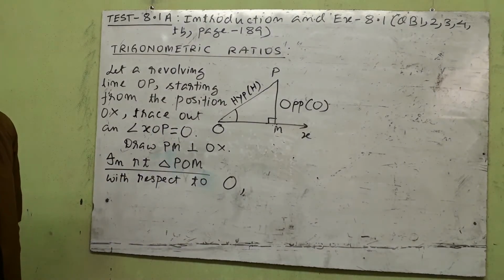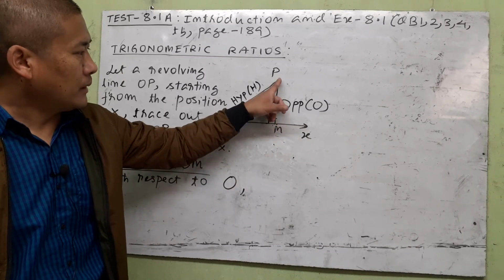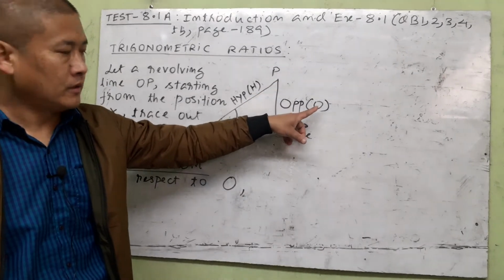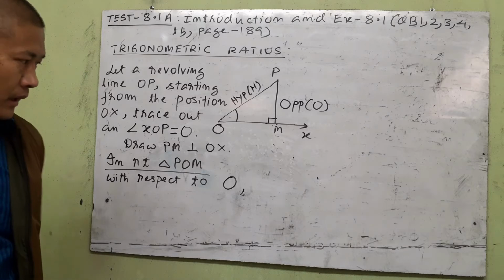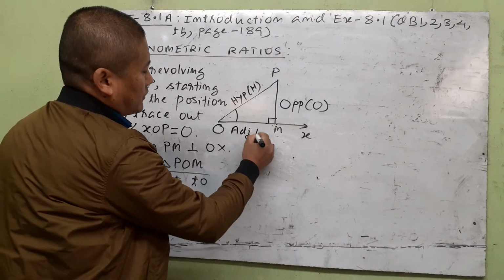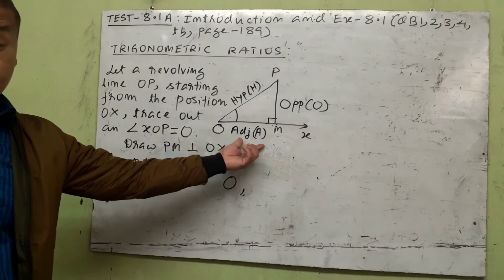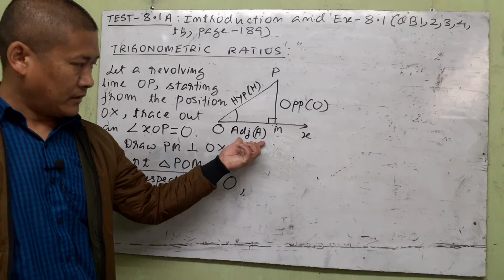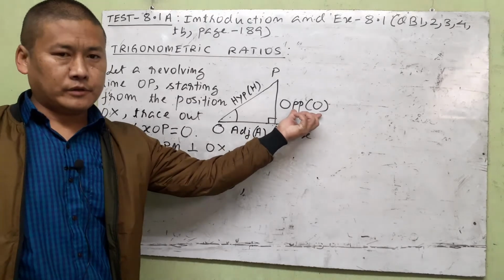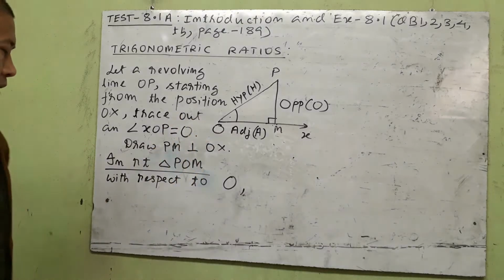Now one side remains unmarked. Which one is that? OP is hypotenuse. PM or MP is opposite. Yes, OM is not marked. That one is called the adjacent side. I'm writing in short. Let us denote it by capital A. Some textbooks call it the base. Adjacent is also called the base. Opposite is also called perpendicular. Your textbook uses opposite and adjacent, so I'm just following it, okay?